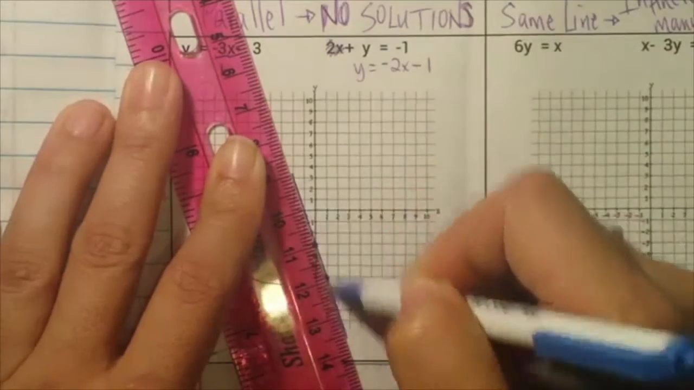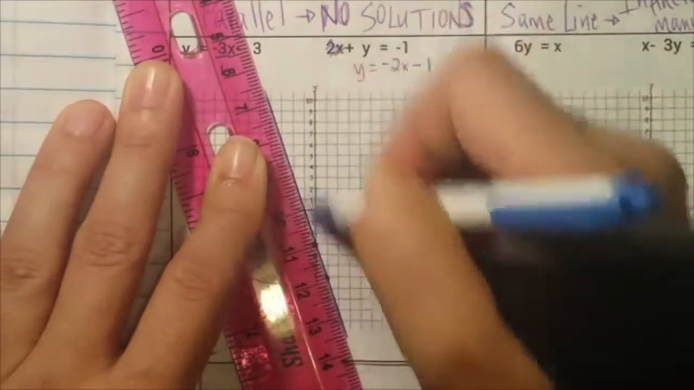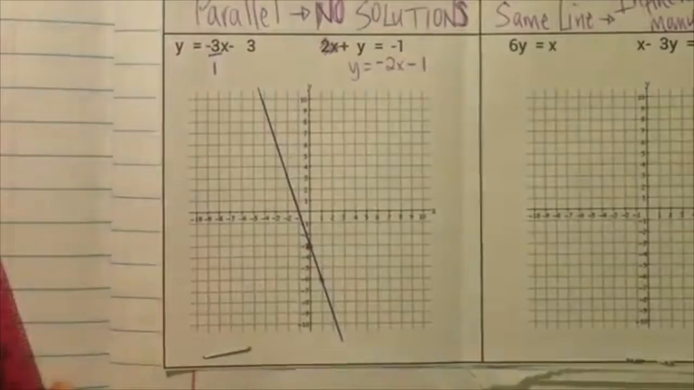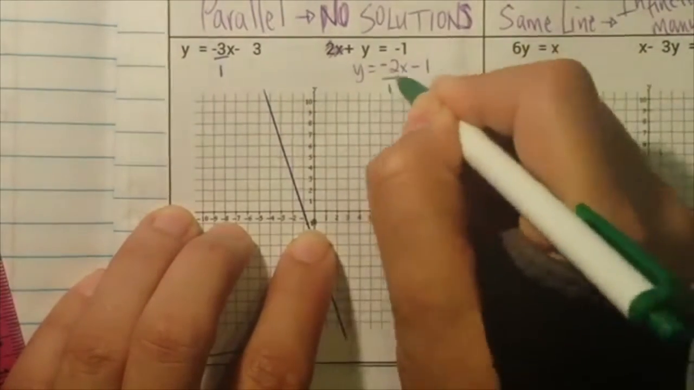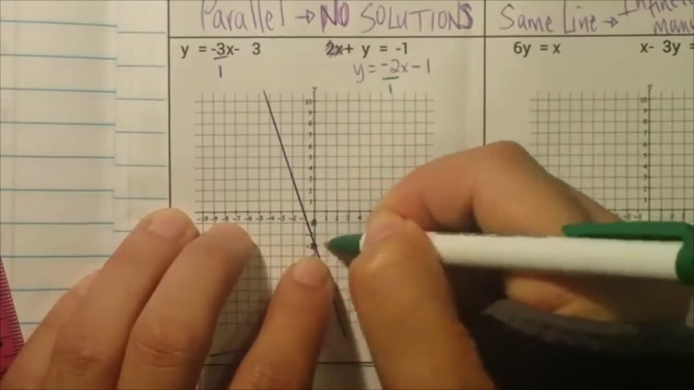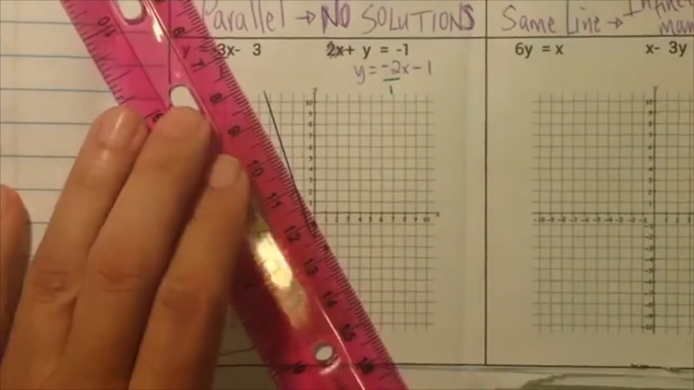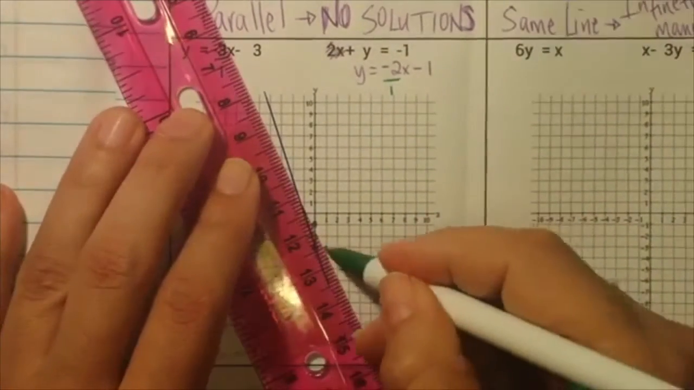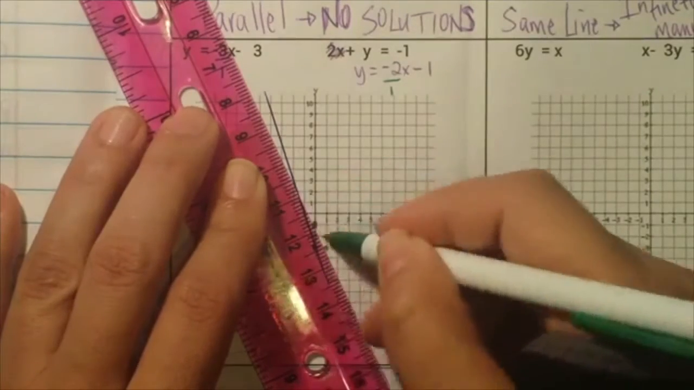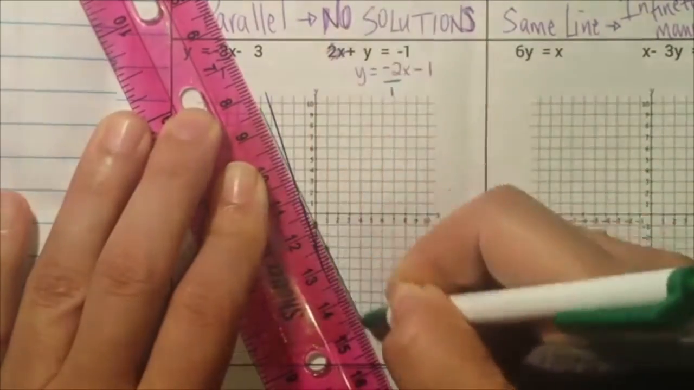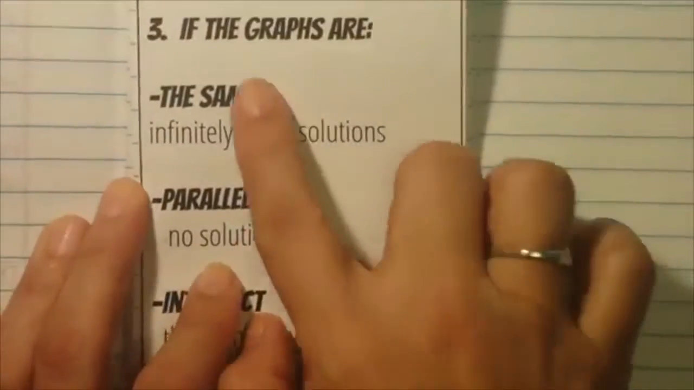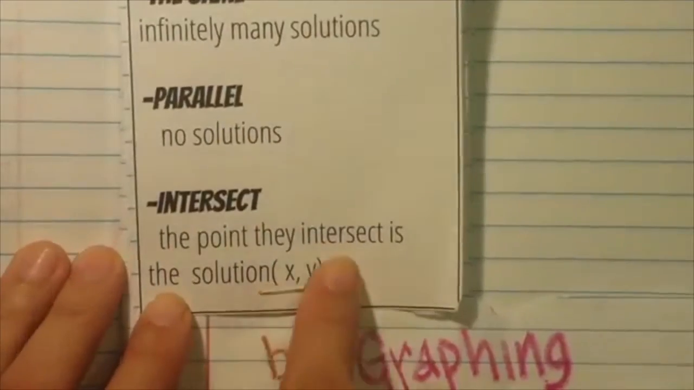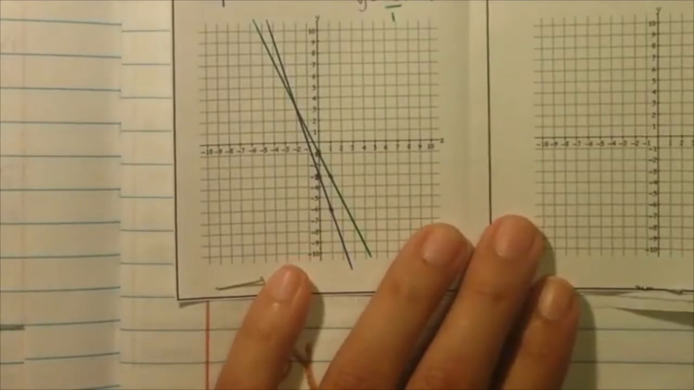Then take a different color for the second line. I'm going to do the exact same thing. This time the intercept is negative 1, and it's over 1. So we're going down 2 and right 1. Again, you need to be very straight with this because the intersection in this one is your answer. Where the two lines intersect is your solution. They're not the same, they're not parallel, they intersect. So where they intersect is your solution.